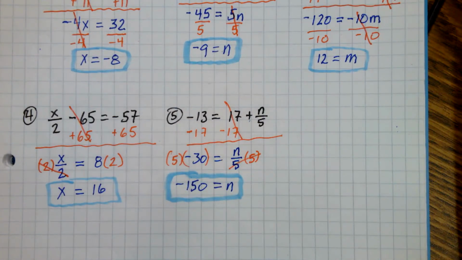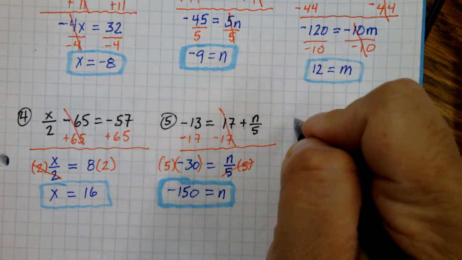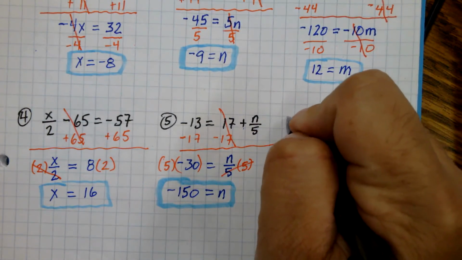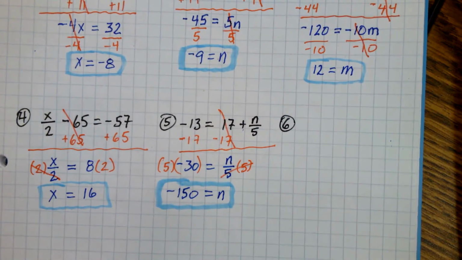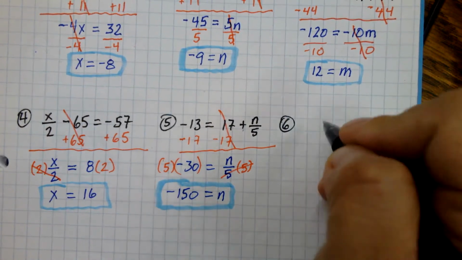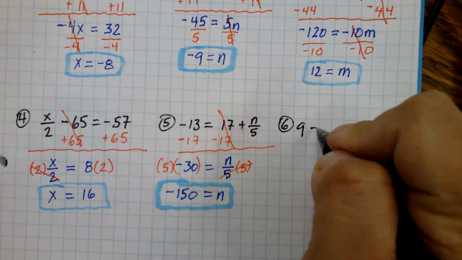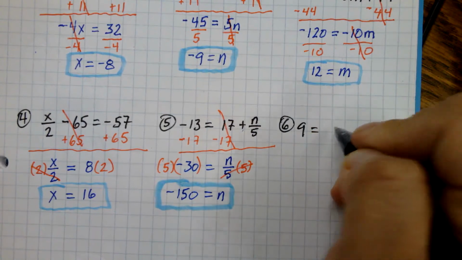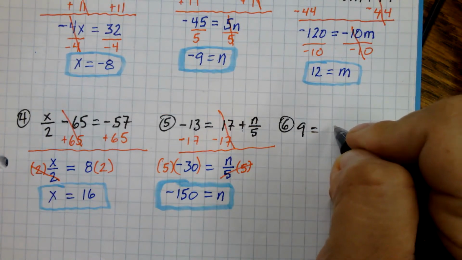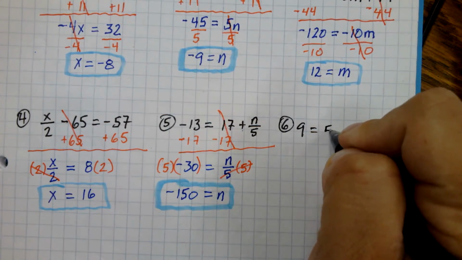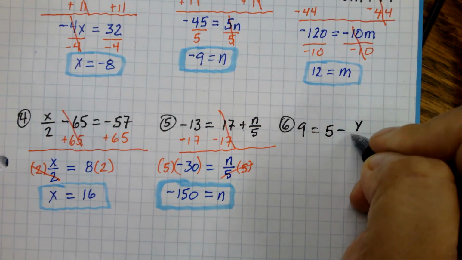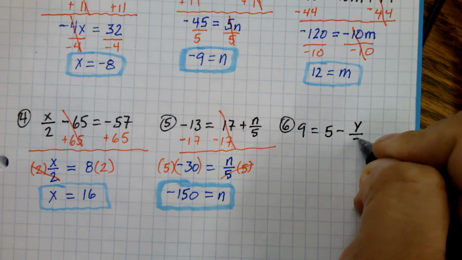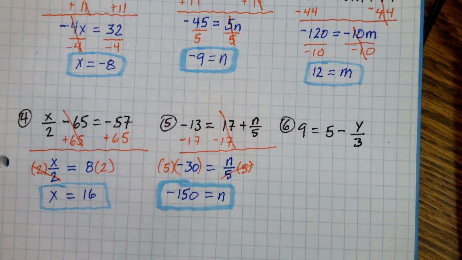Okay, last one. Number 6. Okay, and this is about as tough as I'll get today. 9 equals 5 minus y over 3. Doesn't look that bad.